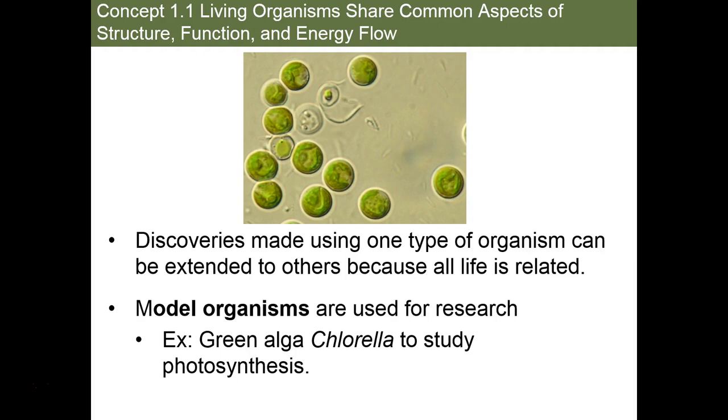Because all life is related, discoveries based on one organism can extend to others. Researchers can use what are called model organisms. They may use green algae, chlorella, to study photosynthesis. Why would they do this? It could be because photosynthesis is the same in plants as it is in algae. Chlorophyll in algae is the same chlorophyll found in trees, flowers, ferns, etc. These assumptions can be made because all plants and algae are closely related.